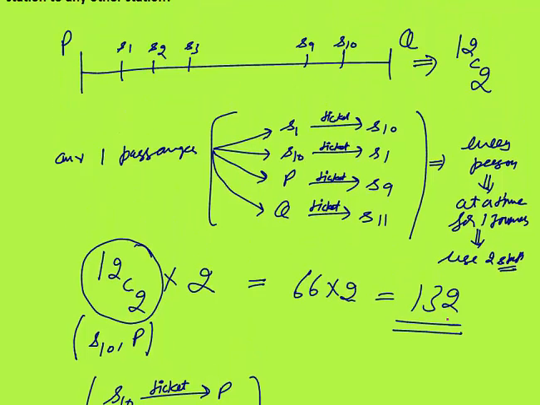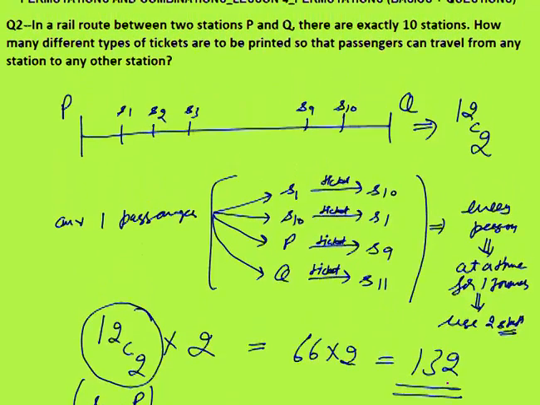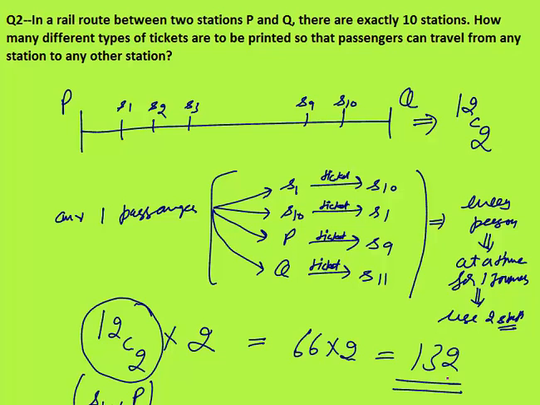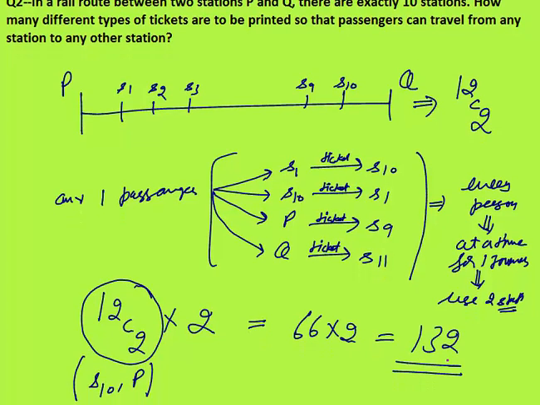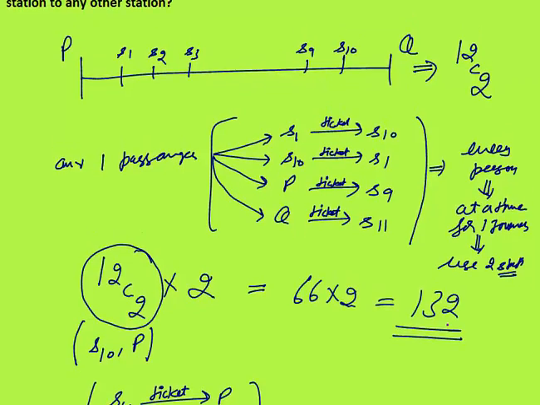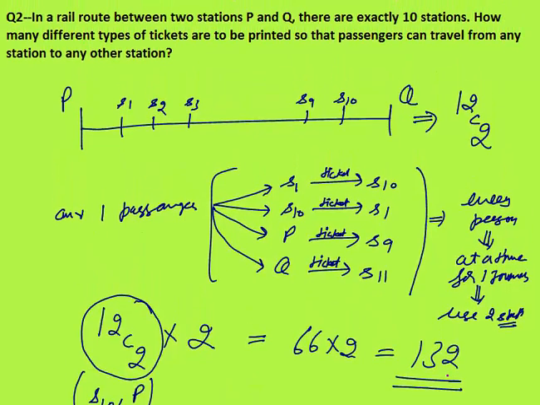So that this will include every possible ticket from any station to every other station. So that is simple logic. This question can be solved in the exam in around, let's say, 20-30 seconds. Because every person will use 2 stations, that is one for entry, one for exit.